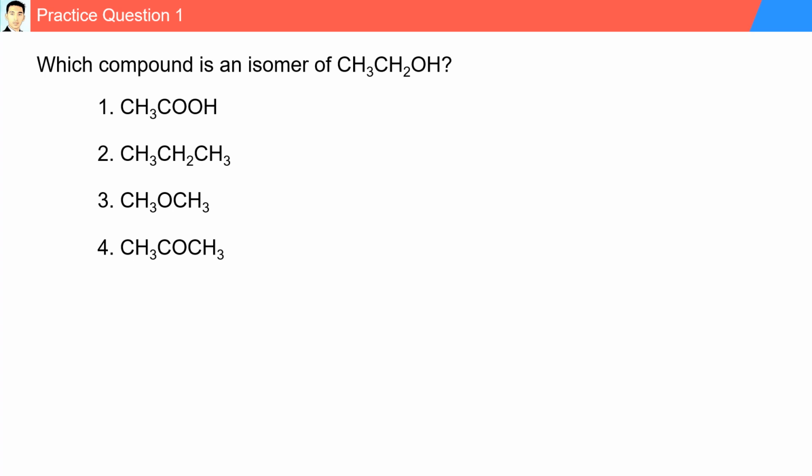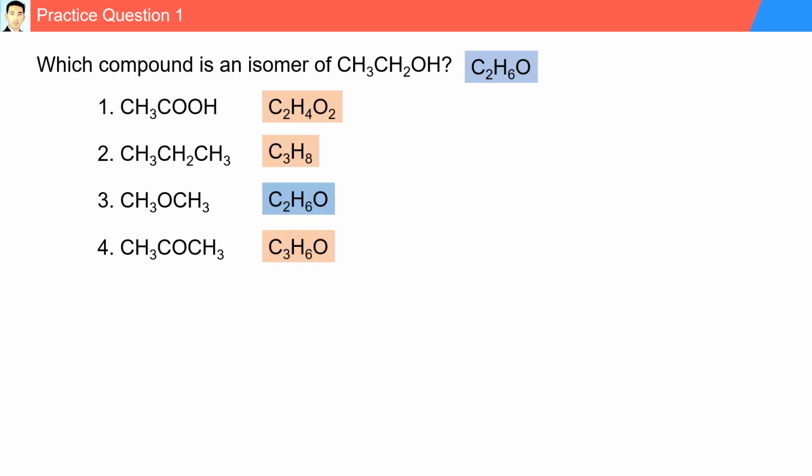Practice question 1. Which compound is an isomer of CH3CH2OH? In this question, we first need to count all the carbon and hydrogen in our compound. Here we have 2 carbons, 6 hydrogen, and 1 oxygen. Then we count all the number of carbons and hydrogen in our answer choices, and finally, choice 3 matches because isomers have the same molecular formulas.